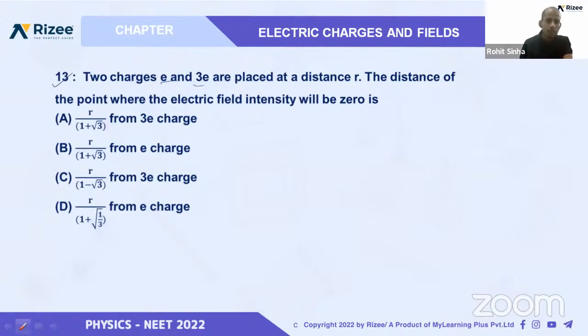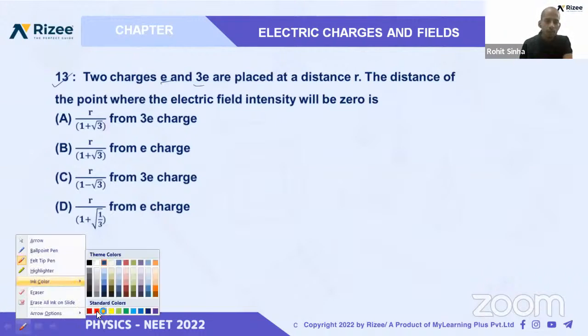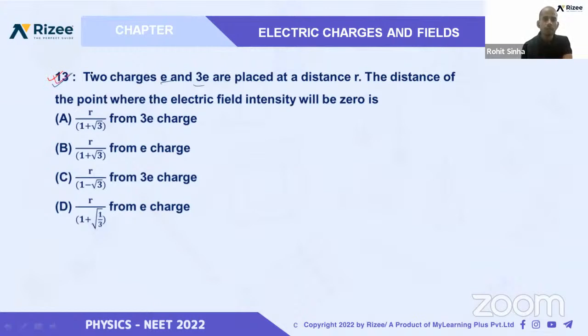This type of question usually comes in your exam. You should try this question. I'm giving you 10 seconds. Read the question once. What is given? You can see there are two charges, E and 3E. One is E and another charge is 3E, and they are separated by distance R. And it is asking for the point where the electric field will be 0. You have to find that point.